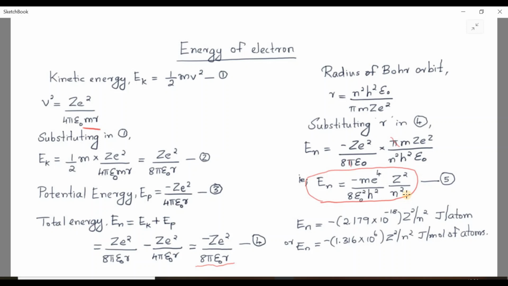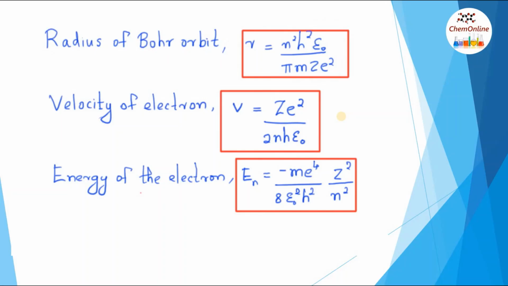If we substitute the values of m, epsilon naught, e, h, etc., we get En is equal to minus 2.179 into 10 raised to minus 18 z square by n square joule per atom, or En is equal to minus 1.316 into 10 raised to 6 z square by n square joule per mole of atoms. Please note that the energy of the electron in an atom is negative because it is less than the energy of a free electron, which is taken as 0.